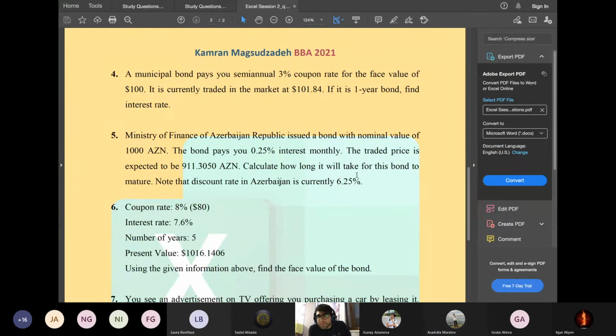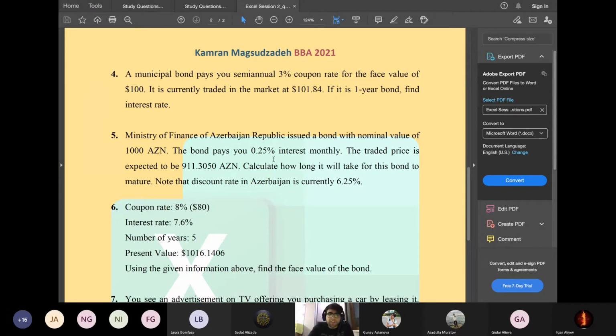So Asadullah, the discount rate in Azerbaijan is 6.25%. When you go to the website of the Central Bank of Azerbaijan, you will see there 6.25%. This percent is annual. All these percentages are shown in annual terms.